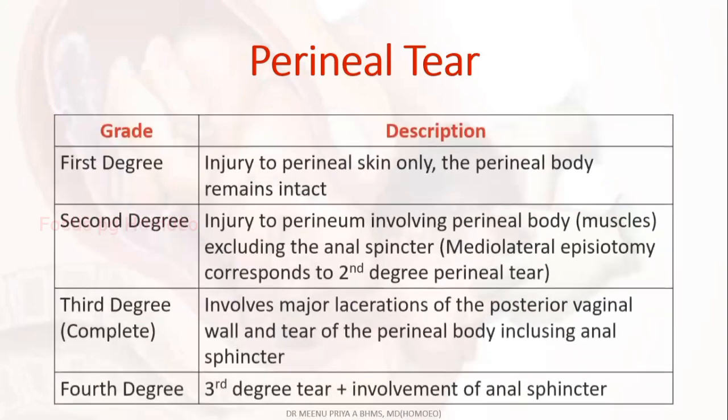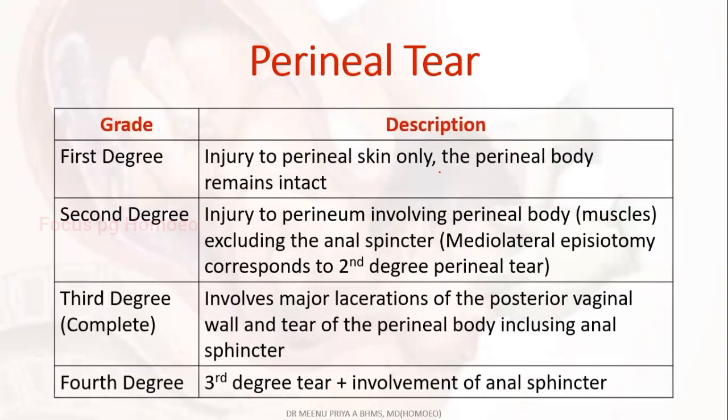Next, perineal tear. First degree perineal tear is injury to perineal skin only; the perineal body remains intact. Second degree is injury to the perineum involving the perineal body, excluding the anal sphincter. A mediolateral episiotomy corresponds to a second degree perineal tear. Third degree is the complete perineal tear. It involves major laceration of the posterior vaginal wall, tear of the perineal body, including the anal sphincter. And fourth degree is third degree with involvement of the complete anal sphincter. So just remember, this can be asked as a match the following question.